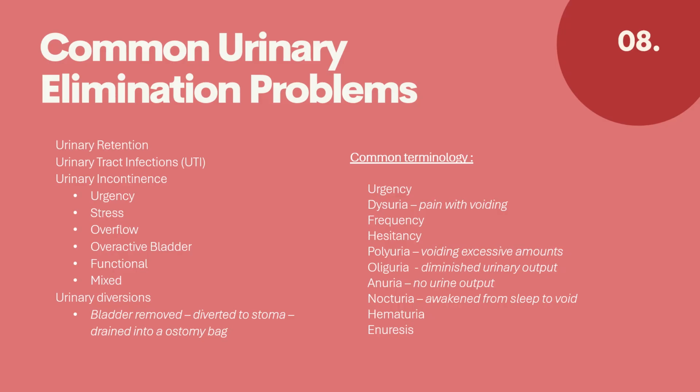Overflow incontinence is when there's dribbling that occurs due to retention or possibly an obstruction. You have functional, when someone cannot reach the toilet due to maybe a mobility or an environmental barrier. And then you have reflex, which is more of a neurological concern, where they have no sensation when they need to void.